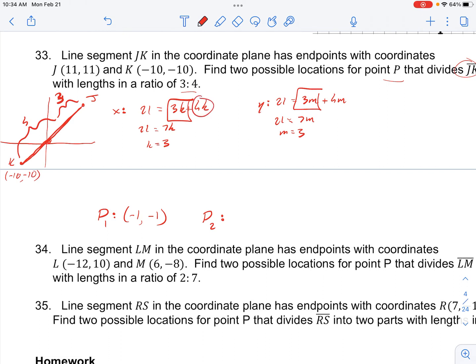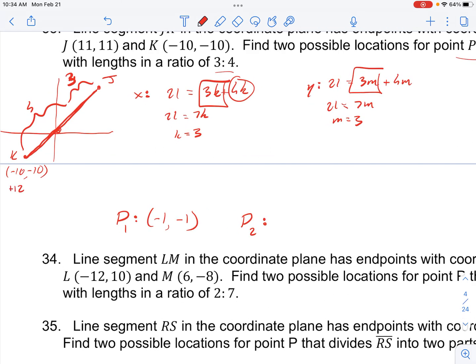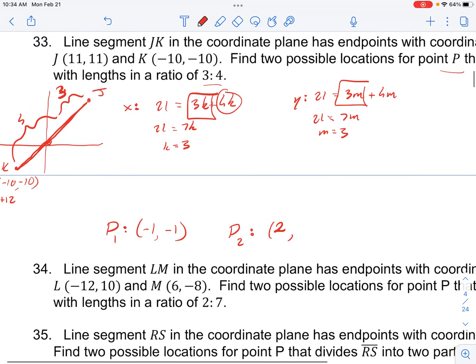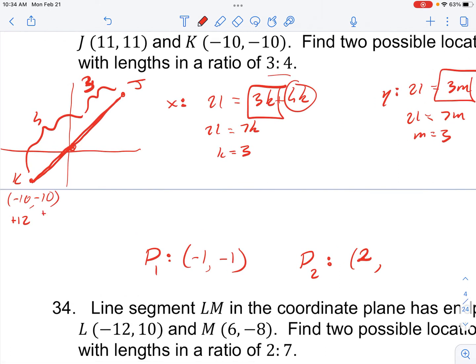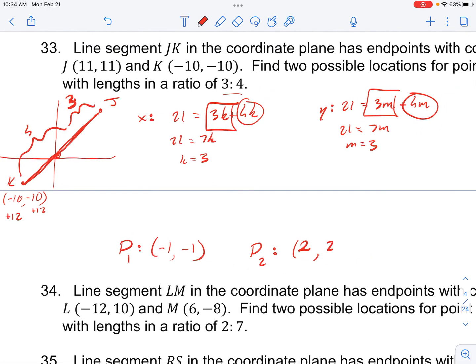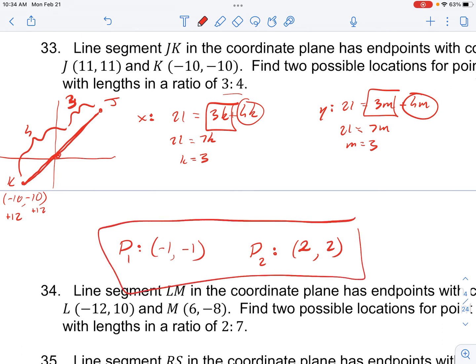Now the length in x that we come from the point K will be given by 4 times k, which is 12. So we add 12 to the x value of K, so that'll be -10 plus 12, which is 2. And same thing for the y, so we add this value to the y value of K, which is 4 times m, which is 4 times 3, which is also 12. So we add 12 to -10, which also gives us 2. So these are our two possible points.